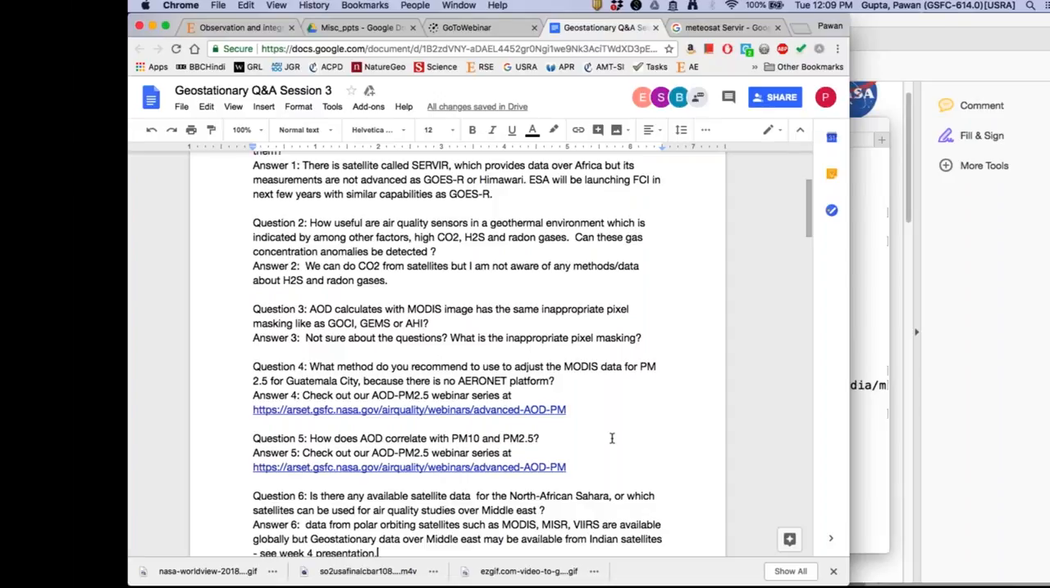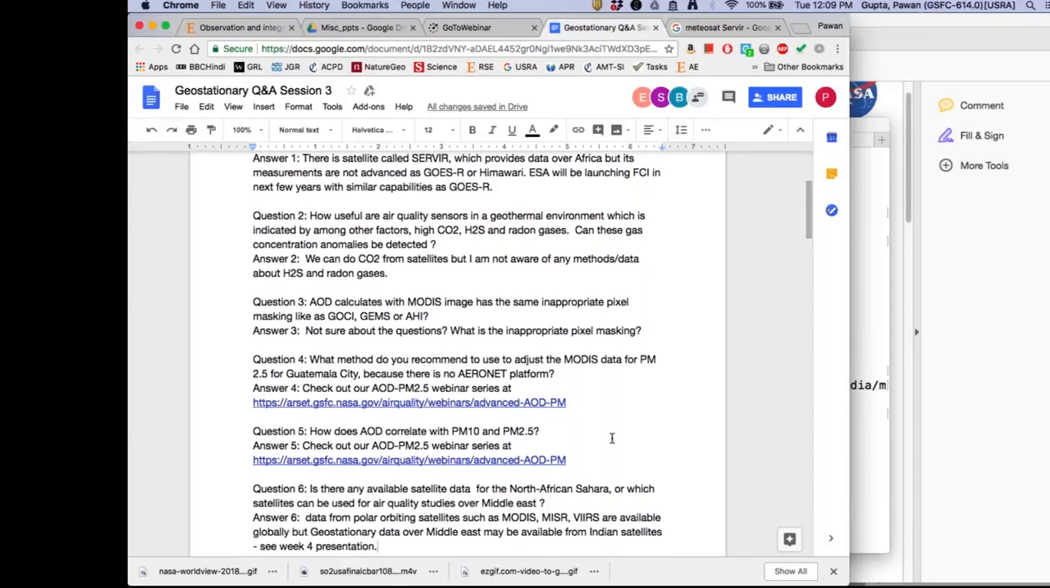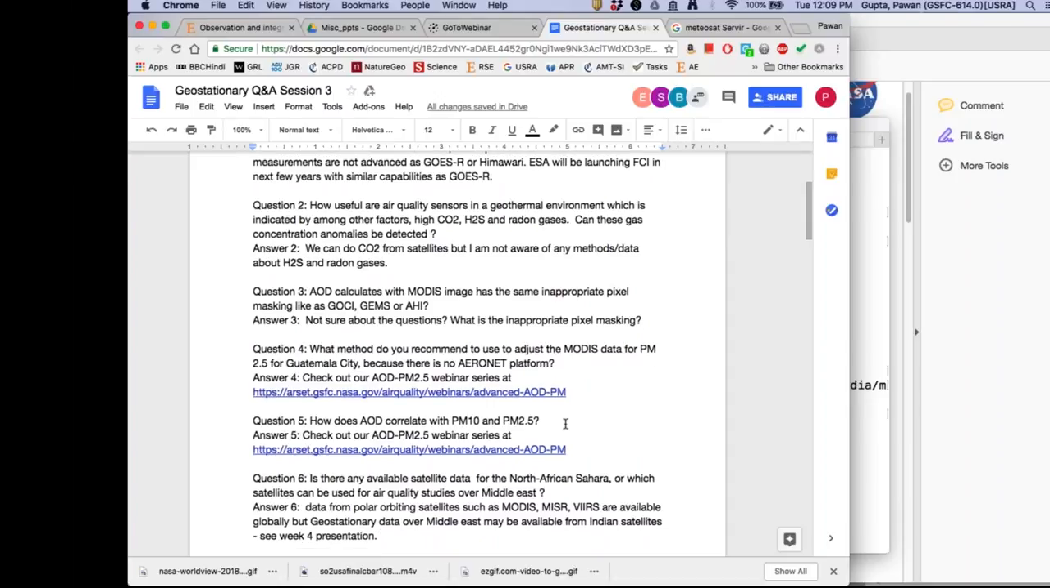Another question is, does AOD calculated with MODIS images have the same inappropriate pixel masking like GOCI, GEMS, or AHI? I am not sure what the question is here. I'm not sure what is the inappropriate pixel masking. So if you can rephrase your question or clarify, then I will be able to answer it.